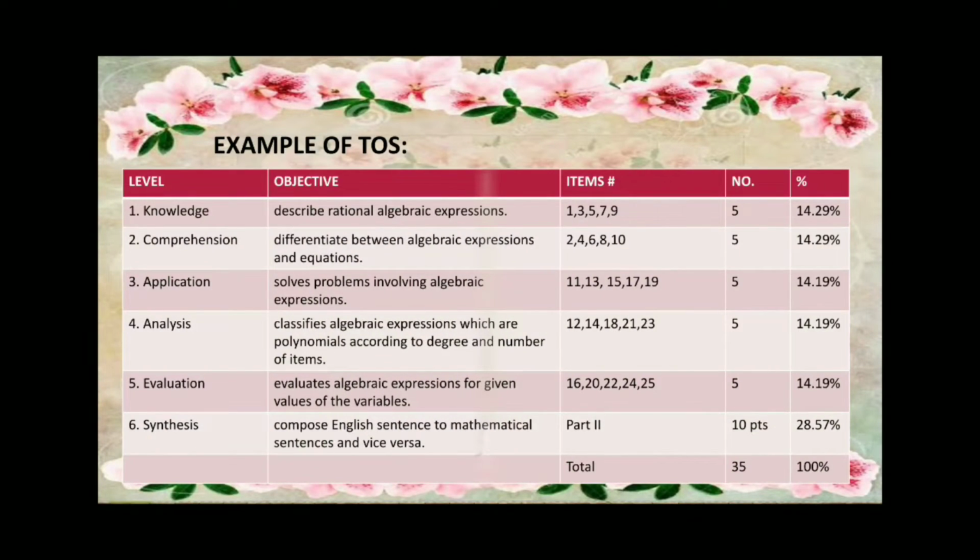As you can see in the table, it indicated the level of Bloom's taxonomy, which is the knowledge, comprehension, application, analysis, evaluation, and synthesis. And also, the table indicated the objectives, number of items, number, and percent.